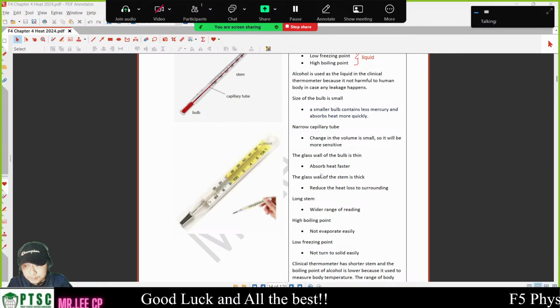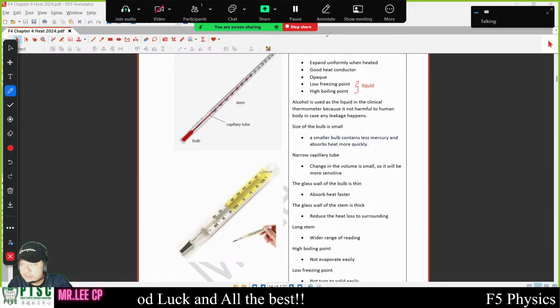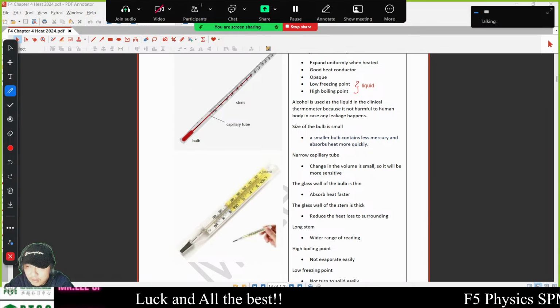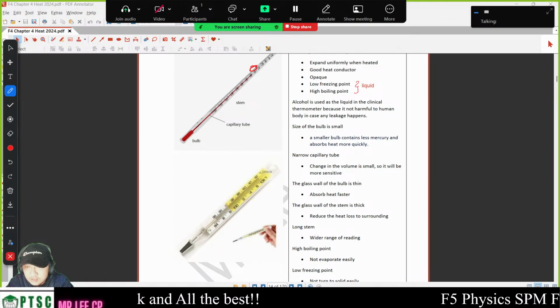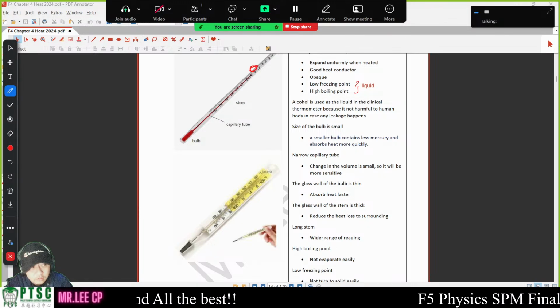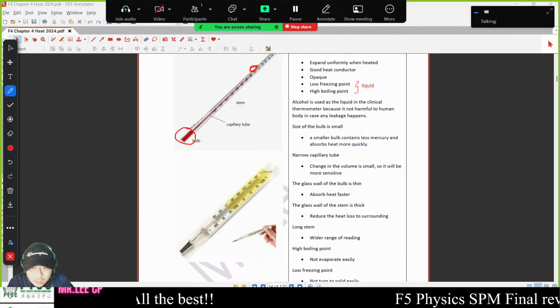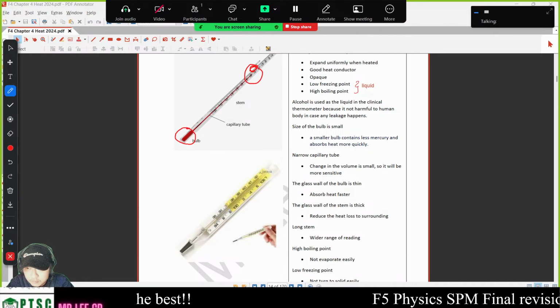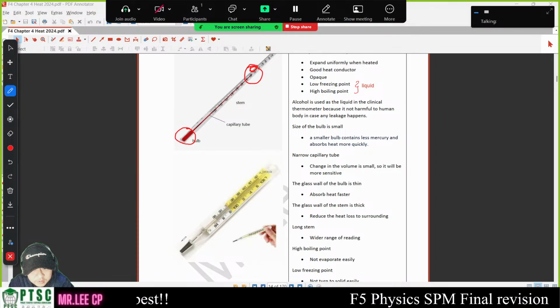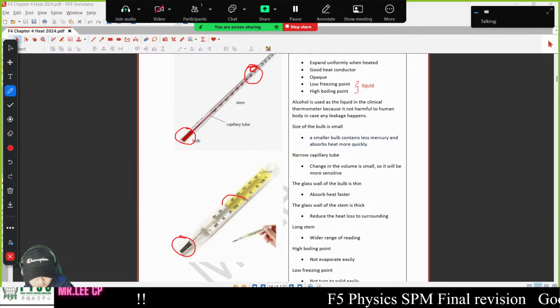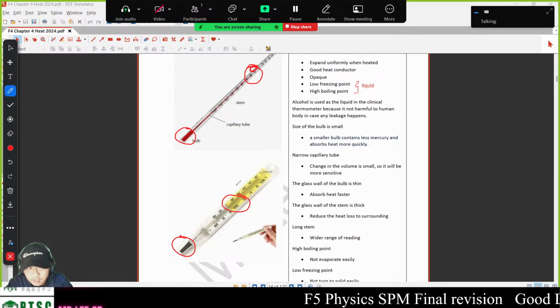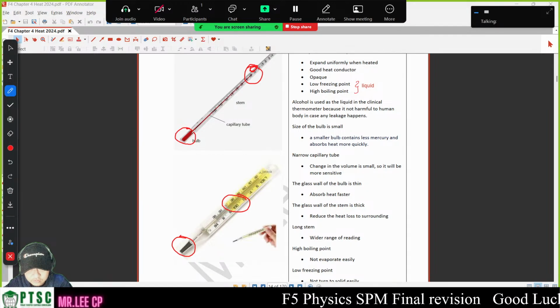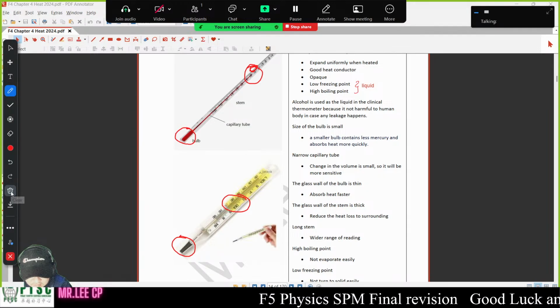Now, of course, you ask me, how about this one being thin? If this one is thick, then it cannot absorb heat? No. Why? We are not absorbing heat from here. The thermometer, you put in your mouth here, not here. This part is not put into the mouth. So the part that absorbs heat is the bulb.